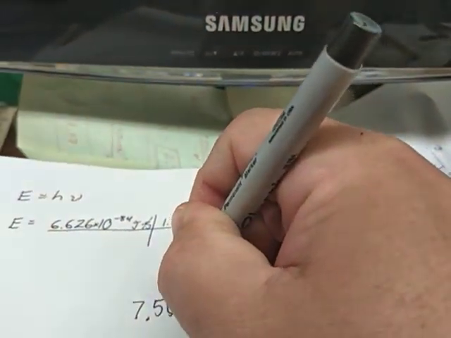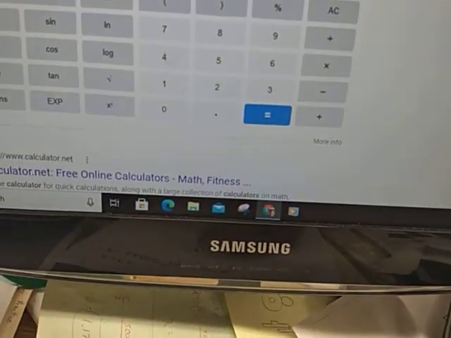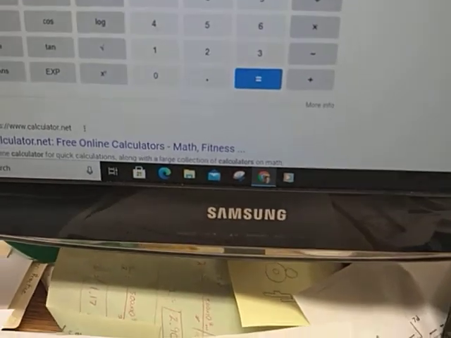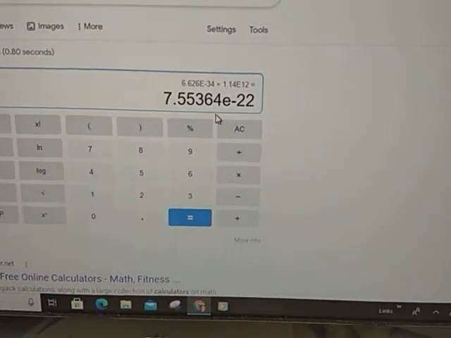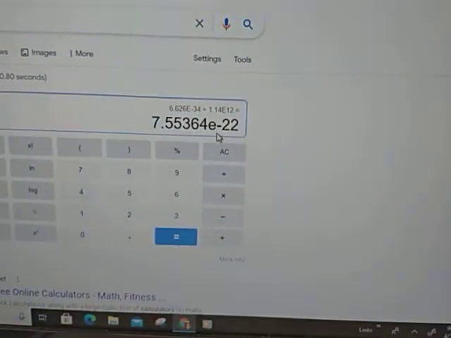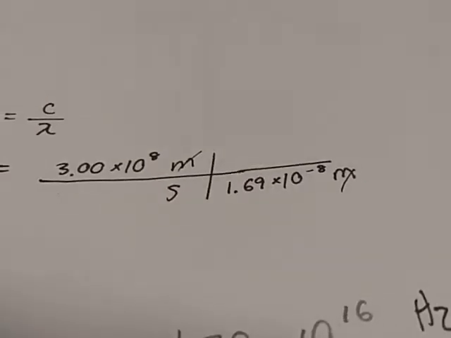So I'm going to fix that. Wait a minute. No, I didn't. It is 7.55. Confusing myself. 7.55 times 10 to the negative 22nd. We have a match.